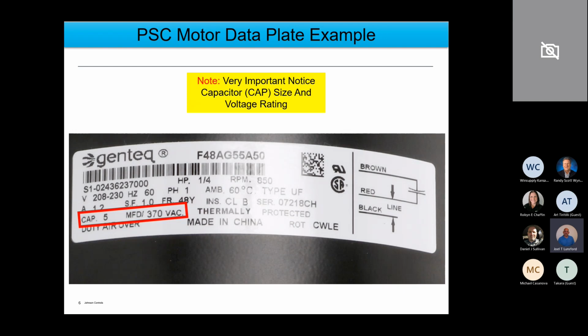Let me ask a question. What if I go over to my shelf, or to my service truck, and I have a 5 microfarad capacitor, and my capacitor is rated at 440 volt? Is it okay to put that on this motor? Yes or no? Anybody open up your audio channel, is it okay or not?